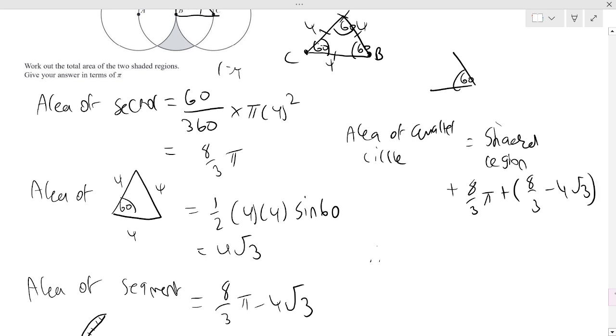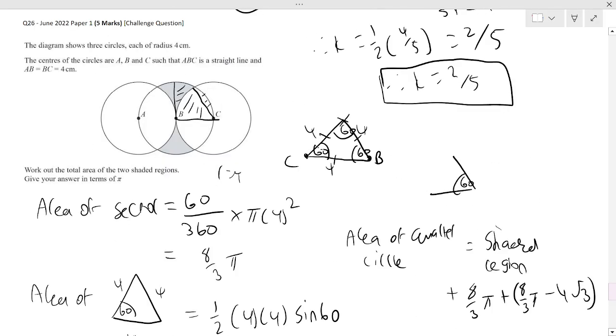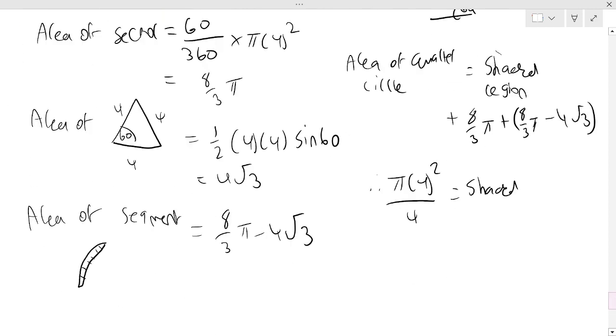But we know what the area of a quarter circle is. That's going to be pi r squared over 4, where r is 4, remember? So that's 4 squared pi over 4, so that would be 4 pi as well, 8 over 3 pi. So that's going to be the shaded region. I'm just going to say shaded part, right? And particularly this part here. I'm not on about the whole region, we're just on about here. I'll call that R for the region. So the region R, add 8 over 3 pi, add 8 over 3 pi.